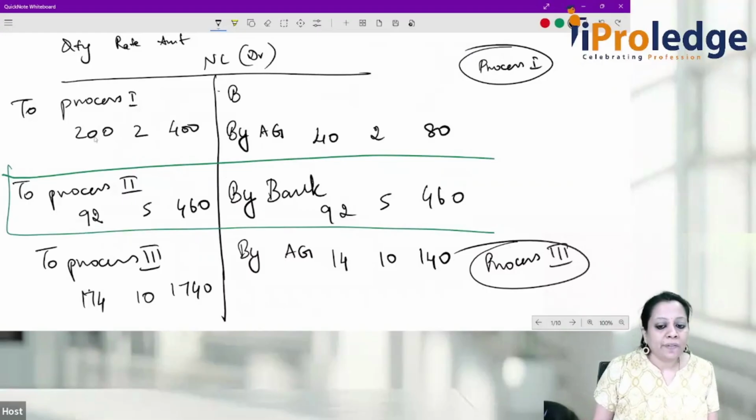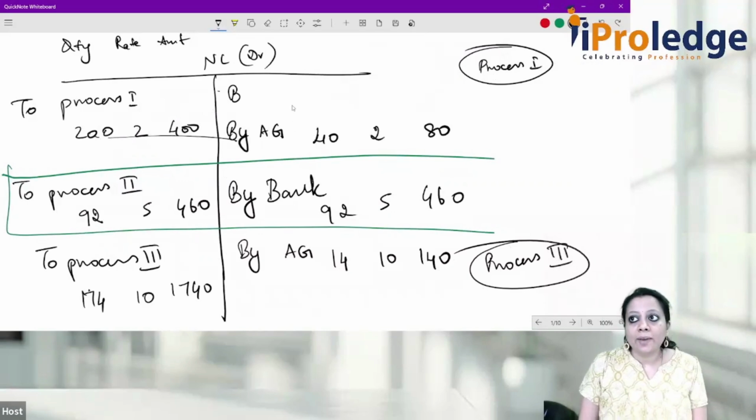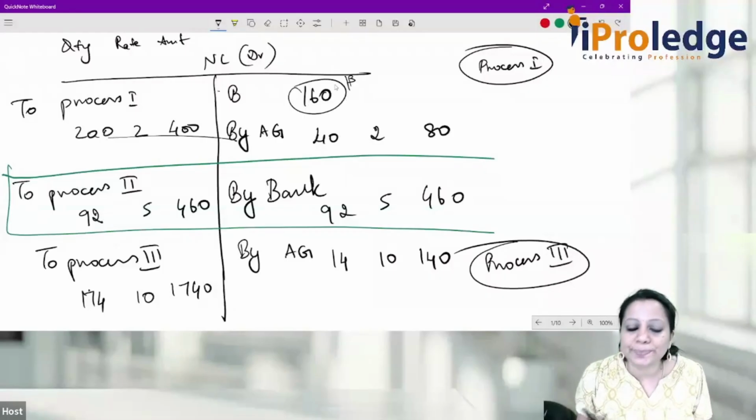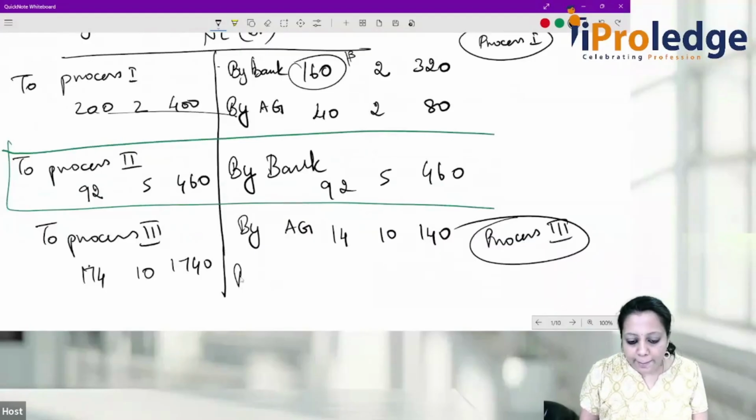Now, out of 200, 40 is abnormal gain. That means the actual normal loss is how much? I was expecting 200, but I got 40, which means it is reducing my abnormal loss to 160. This is a balancing figure. Understood, everyone? So I will sell this. Again, it is going to be 320. Understood, everyone? Next, by bank.